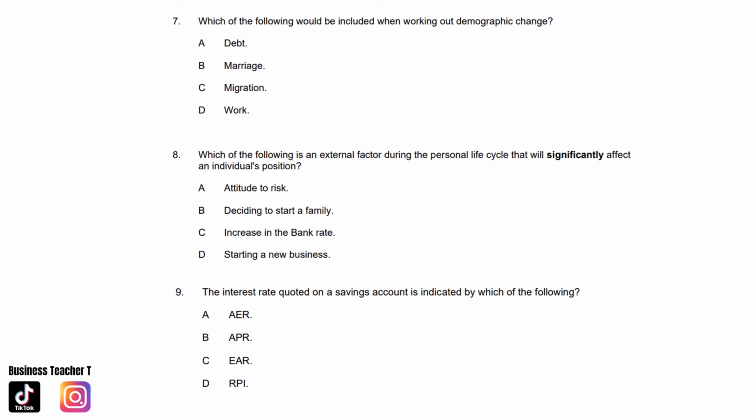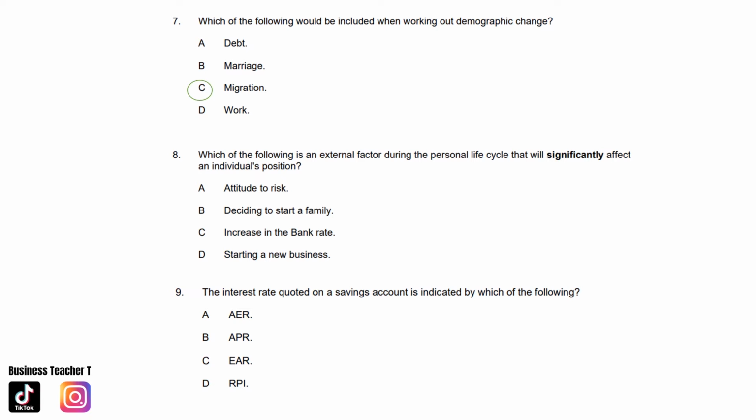Question number 7. Which of the following would be included when working out demographic change? Is it A. Debt? Is it B. Marriage, C. Migration, or D. Work? And the answer is C. Migration.